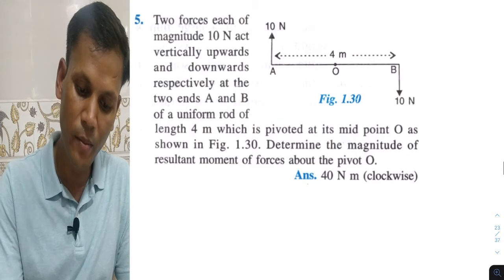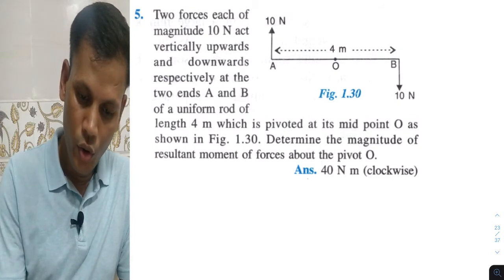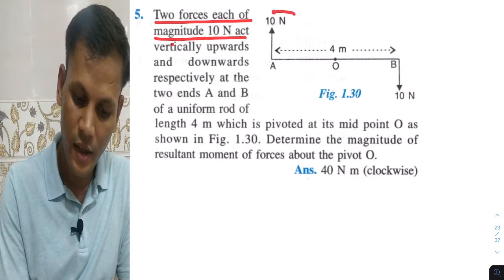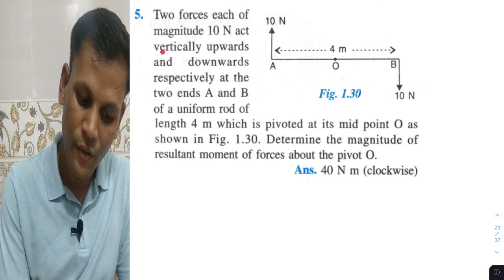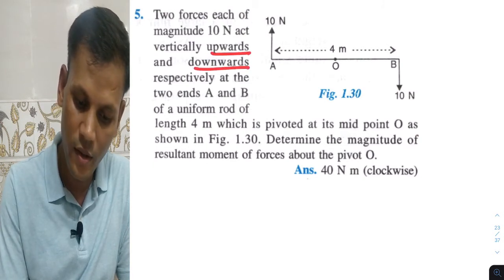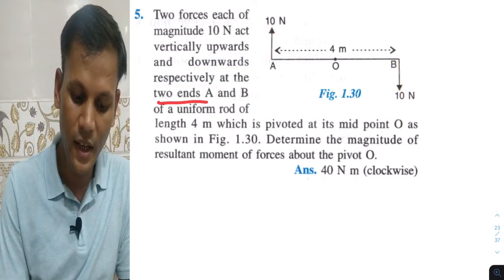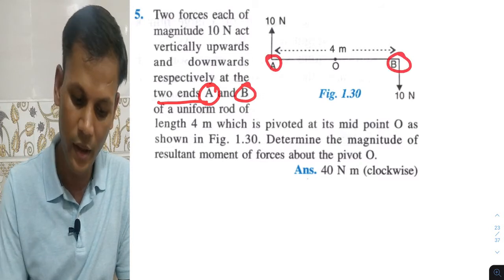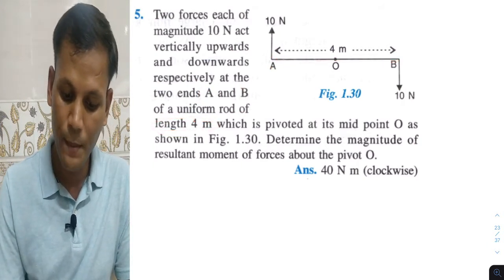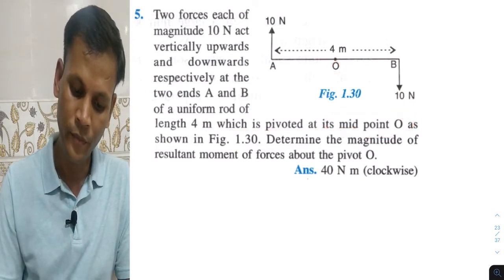Now we can see question number 5. Two forces each of magnitude 10 Newton act vertically upwards and downwards respectively at the two ends A and B of a uniform rod of length 4 meter, which is pivoted at its midpoint O as shown in the figure.